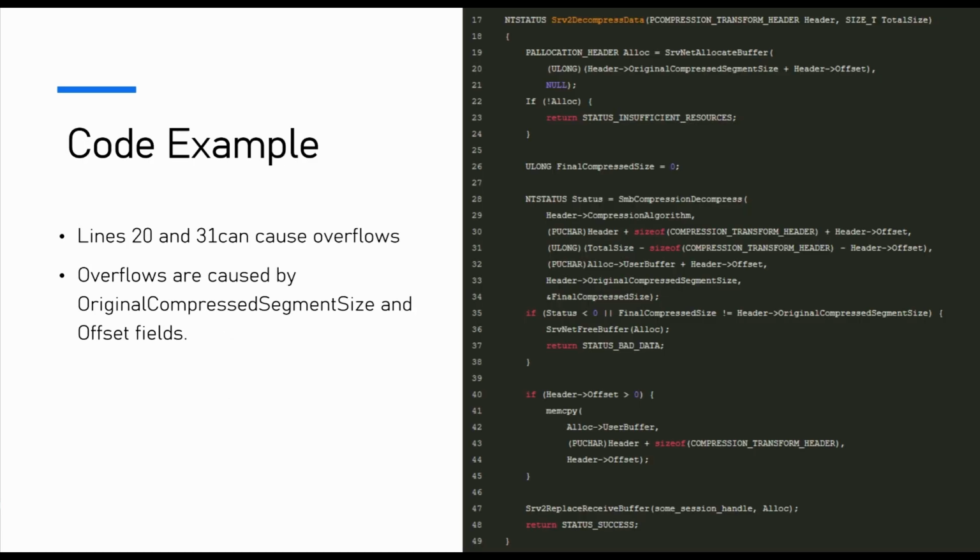Okay, so here's a code example. So the problem really starts on line 20 and line 31. So you can see on line 20 here that you have the original compressed segment size and then the offset. And so this is where, when you send a malformed packet, you can basically create an overflow.